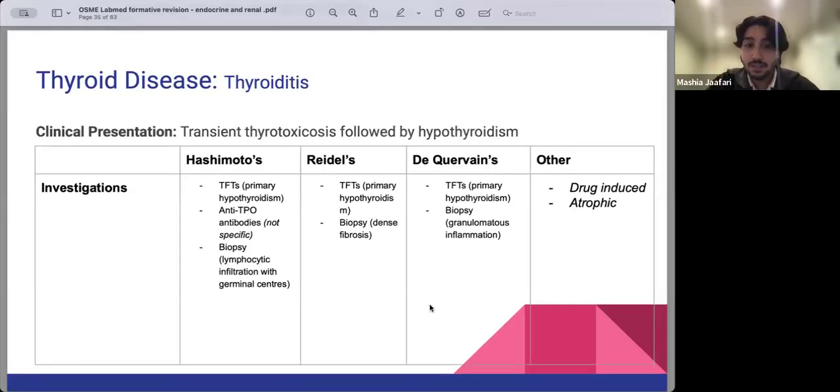In terms of our investigations, we want to do thyroid function tests for all of them. Obviously, we want to look at our T3 and T4. And in all these cases, we know it's going to be a primary problem. It's a problem in the thyroid. So depending on when we find it, the T3, T4 is either going to be high or low. In Hashimoto's, anti-TPO antibodies are quite good for helping us diagnose, but it's not fully specific. So we'd still want to do a biopsy to look for this infiltration of CD4 T cells into the thyroid. Again, for the other two, biopsies are important as well: we see dense fibrosis in Riedel's, and we see this granulomatous inflammation in De Quervain's.